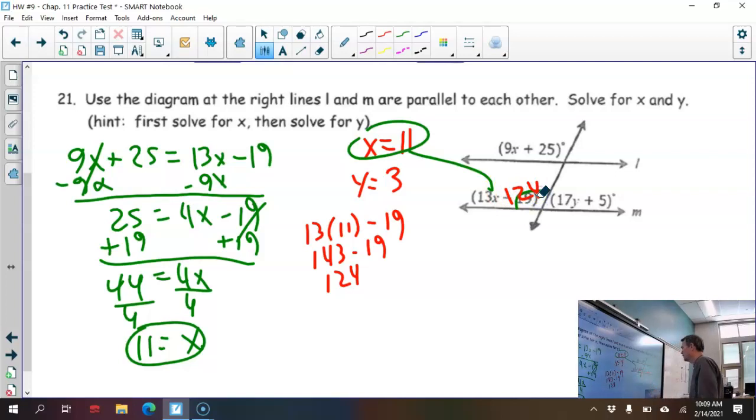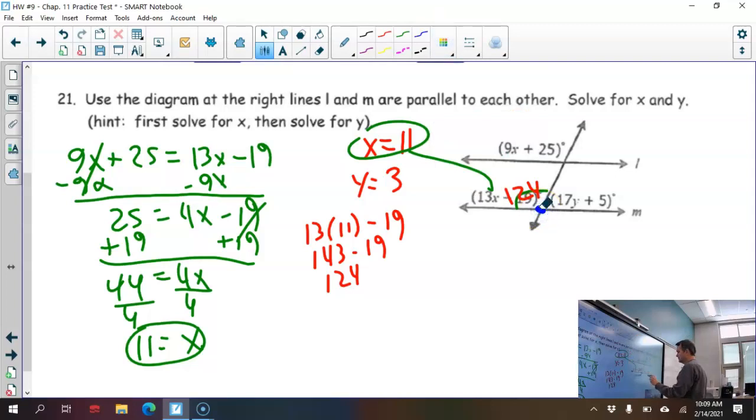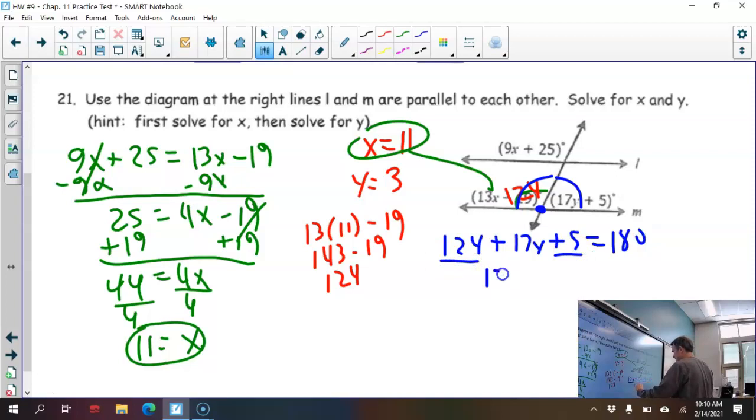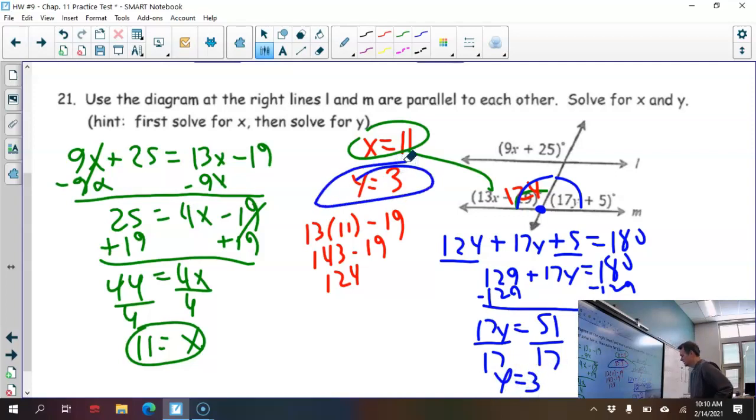This angle is 124. And now I can use the fact that at this vertex, this angle and this angle make a linear pair. So that means they add up to 180. I'm going to add them together and get 180. I'm going to add my like terms together. I'm going to subtract 129 from both sides. Let's see, minus 129 would be 51. And I'm going to divide by 17. And I would get that y equals 3. That's what I had.